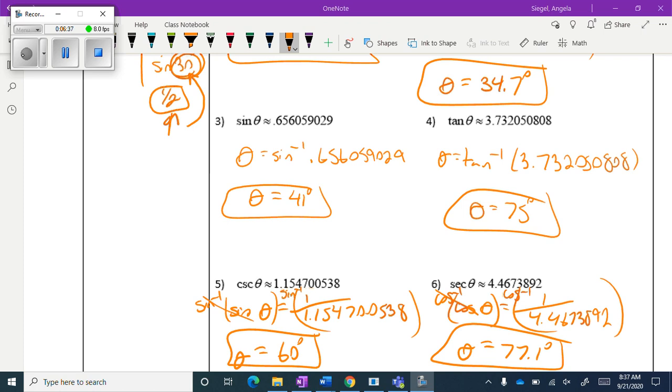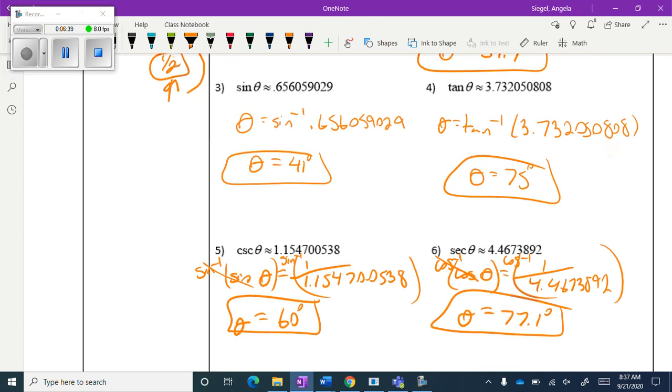Okay, guys, so these are my answers. I showed my work on here. Again, I don't really care where you round off, but this is the process that you do. If you have any questions over how to type this in your calculator, please let me know.